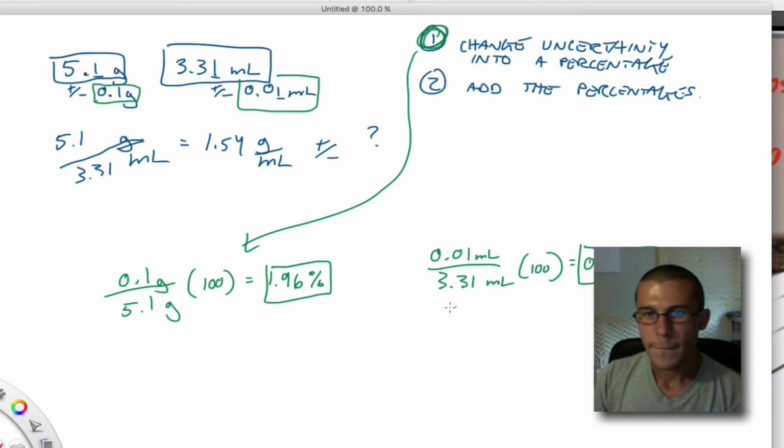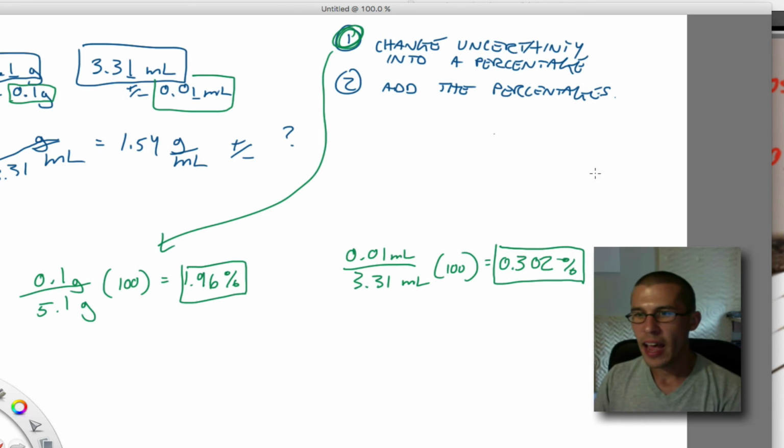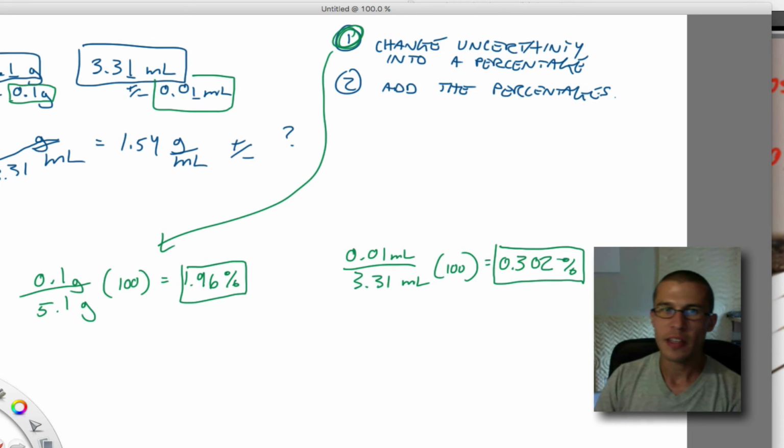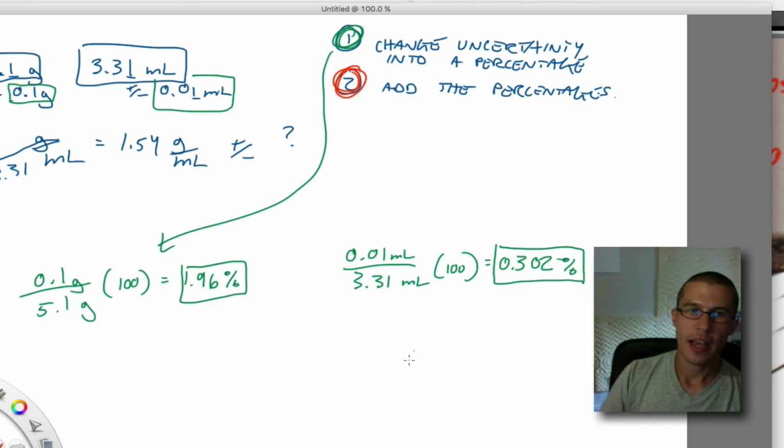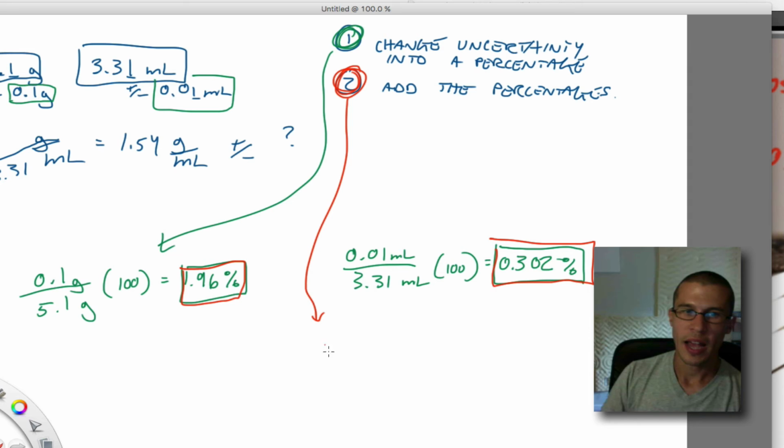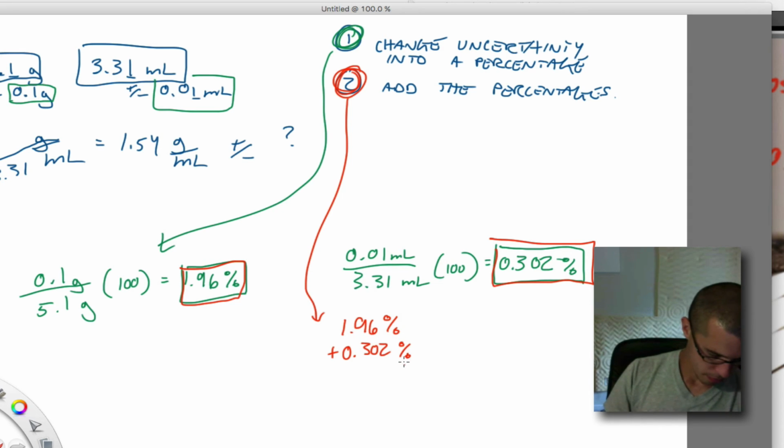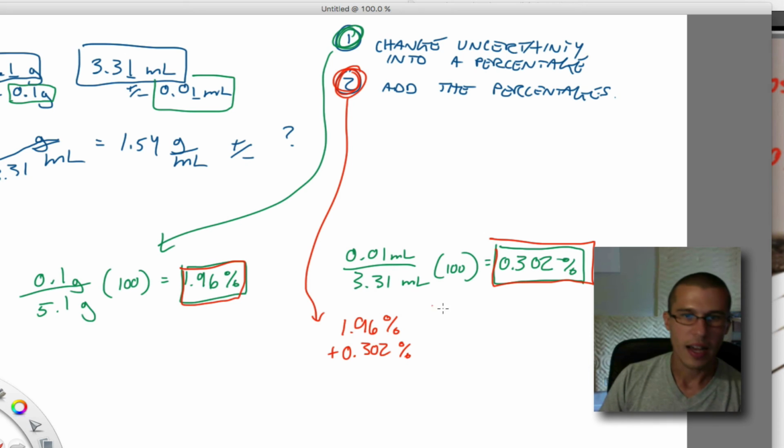Now, the second step is to add these percentages. So I'm going to do that right now. I'm going to use red to show that. Add the percentages. So when I add these percentages together, I'm going to take this number and this number, and I'm going to add them together. So I'm going to take 1.96 as a percent plus 0.302 as a percent. Add them together. And I get as an answer 2.62%.